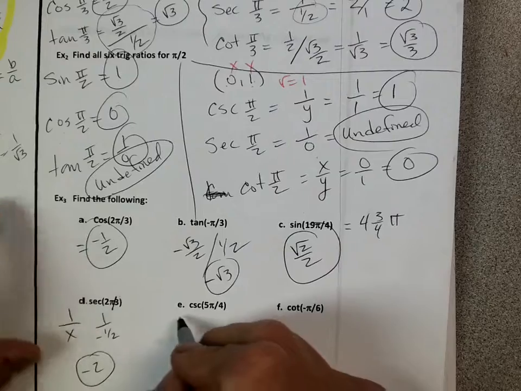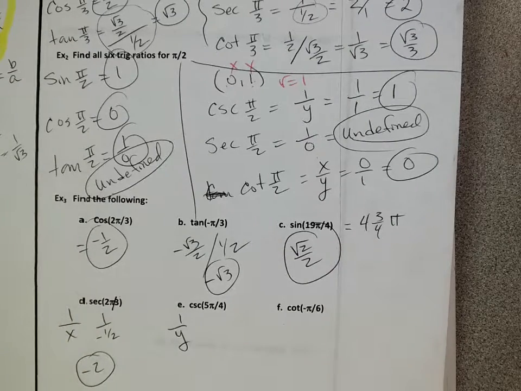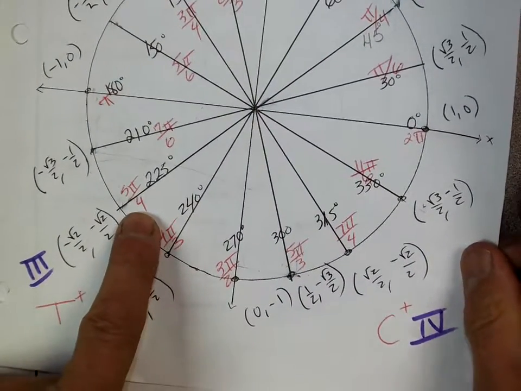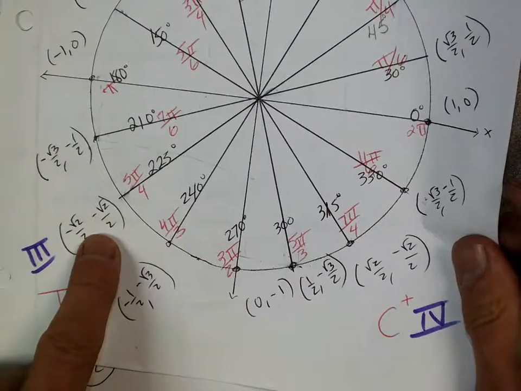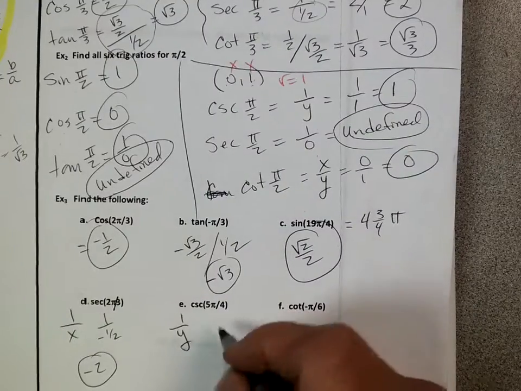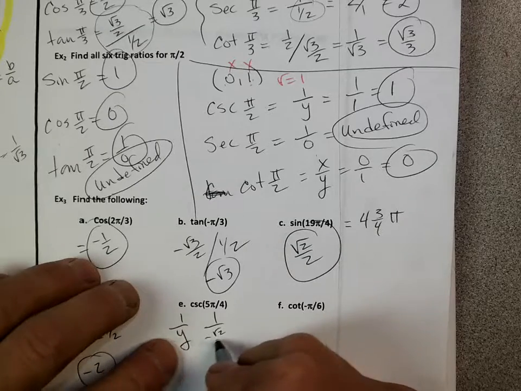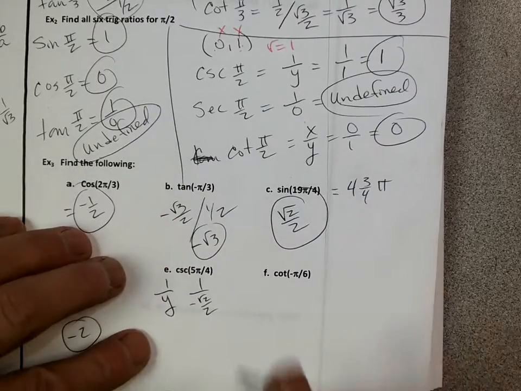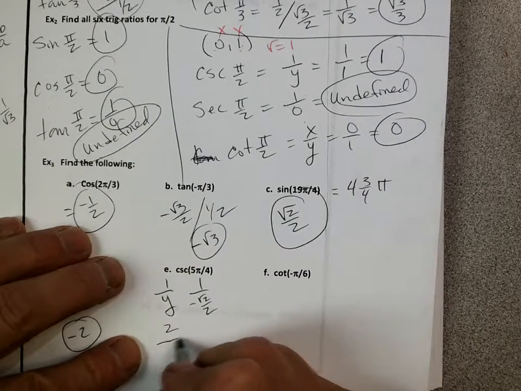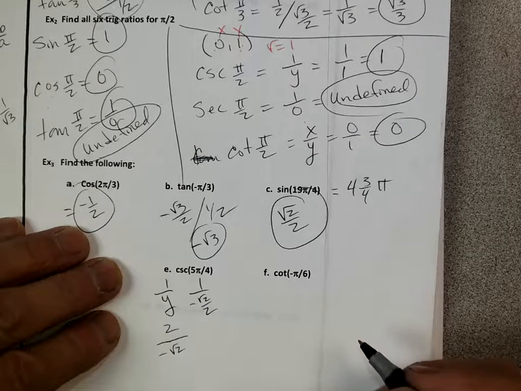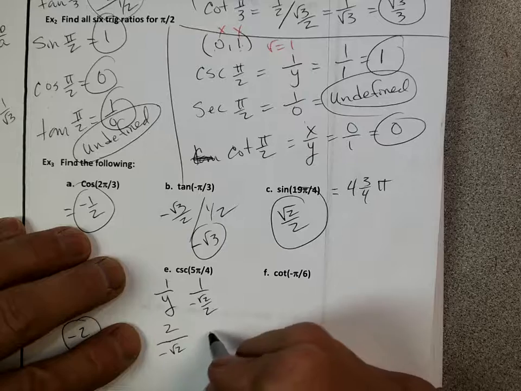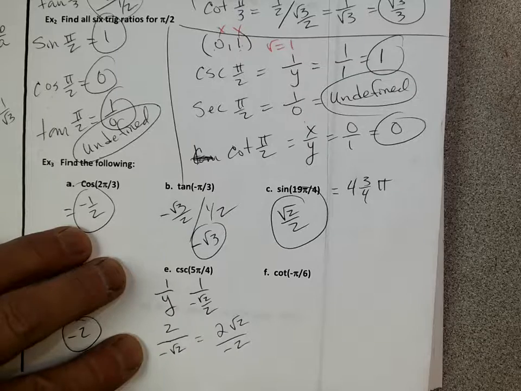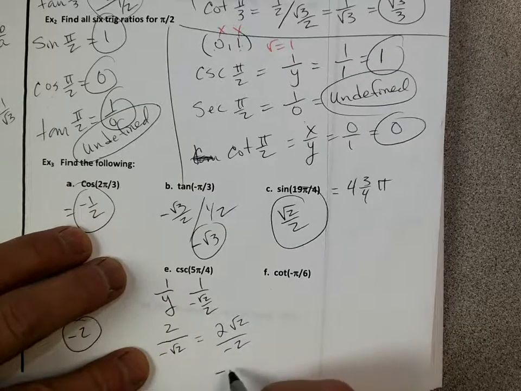Cosecant. Now cosecant's 1 over the y value, okay? So let's find 5 pi fourths. 5 pi fourths is here, and I want the y value. So the y value is negative square root of 2 over 2. So it becomes 1 over negative square root of 2 over 2. We're going to flip the fraction, so we're really going to get 2 over negative square root of 2. If we rationalize that, we get 2 square root of 2 over negative 2, cancel the 2's, and we just get an answer of negative square root of 2.